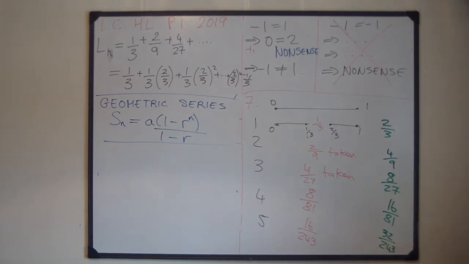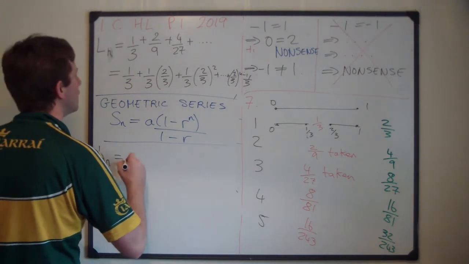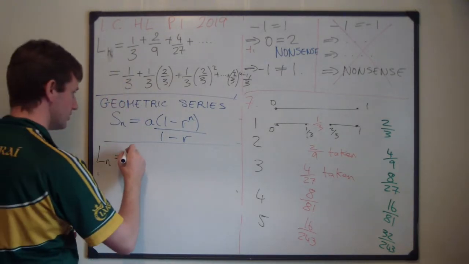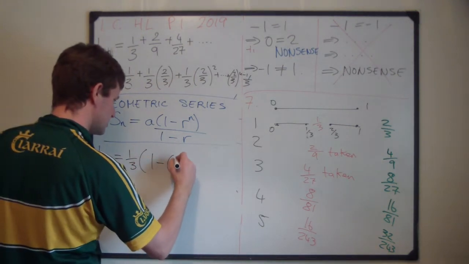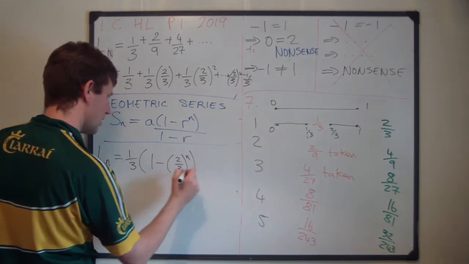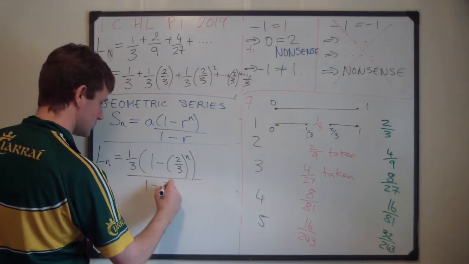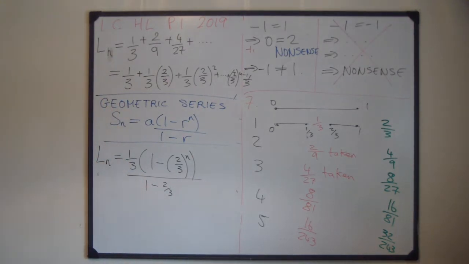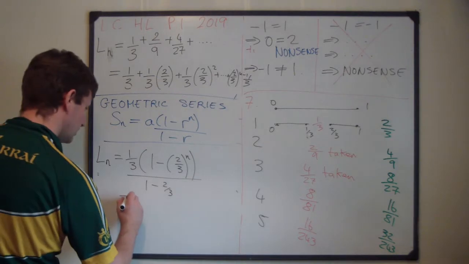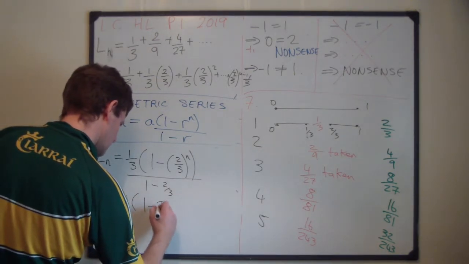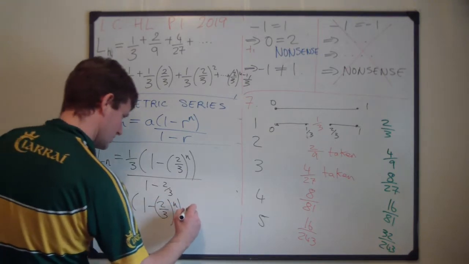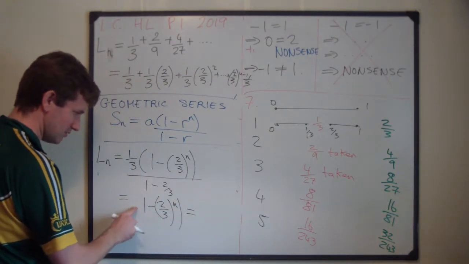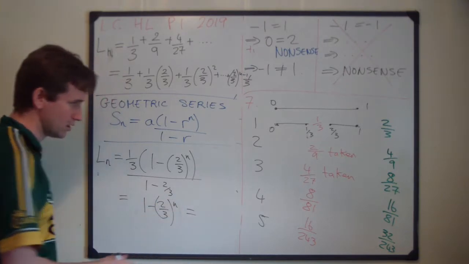So we can actually do a little bit better here and say that ln, the total length taken away, is a, which is 1/3, the first term, times 1 minus 2/3 to the power of n, all divided by 1 minus 2/3. Now we can do a little bit more here because the bottom is 1 minus 2/3, which is 1/3, and 1/3 divided by 1/3 is 1. So you end up with 1 minus 2/3 all to the n. That's a lovely little answer.